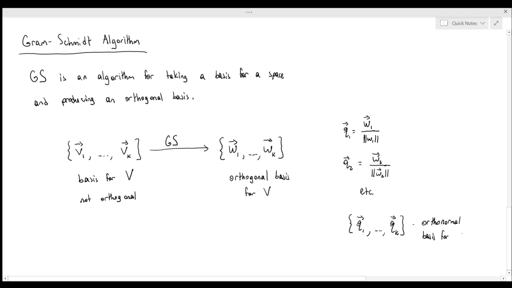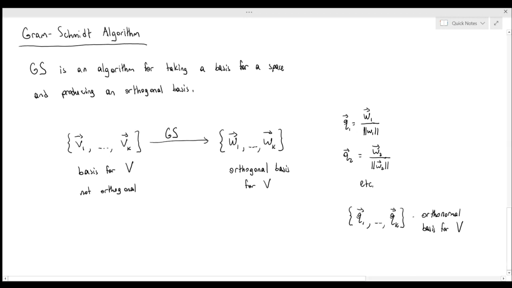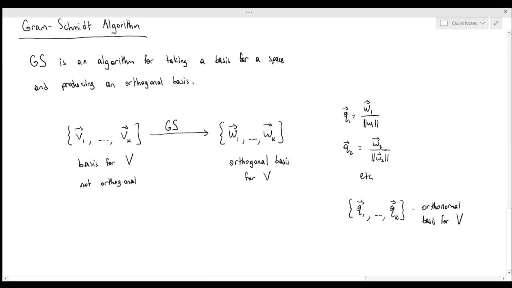All right, so I'm going to do an example. So I'll outline what the Gram-Schmidt algorithm is, and then I'll do some examples of applying it to some problems. Just before that, any questions about anything so far? Okay, all right.